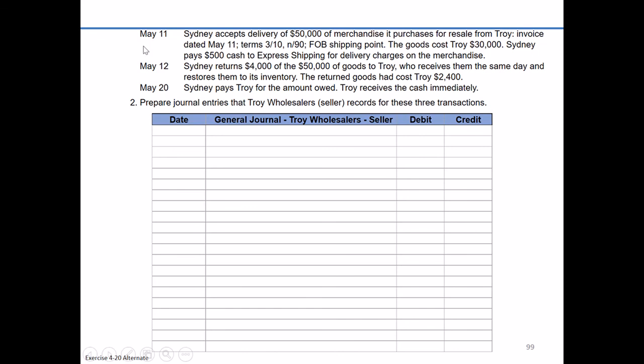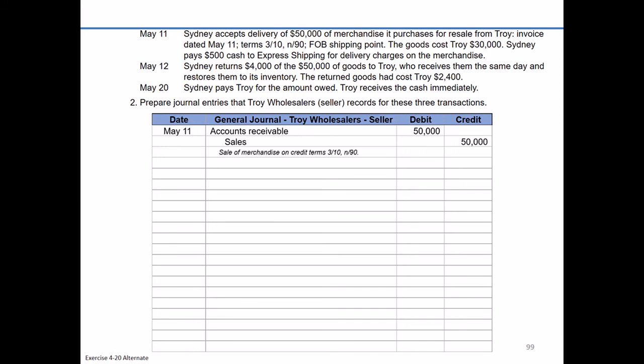Moving on to our seller side with Troy Company, we start out again going back to our original purchase and sale where Sydney purchased $50,000 worth of goods that originally cost Troy $30,000. Our entries start out the same between the perpetual and periodic system, where we'll first record the sale with a debit to accounts receivable of $50,000 and a credit to sales of $50,000.